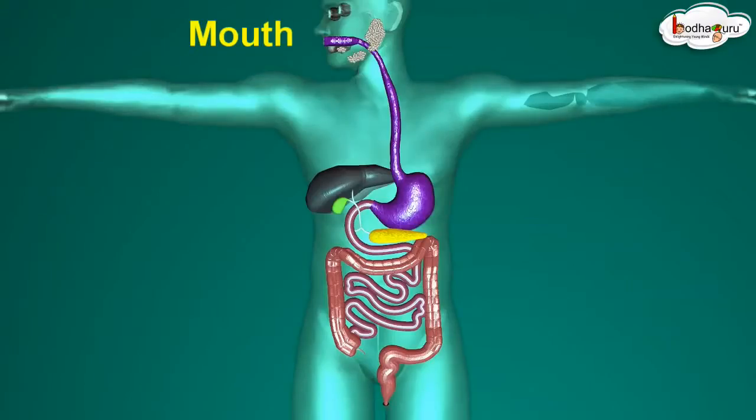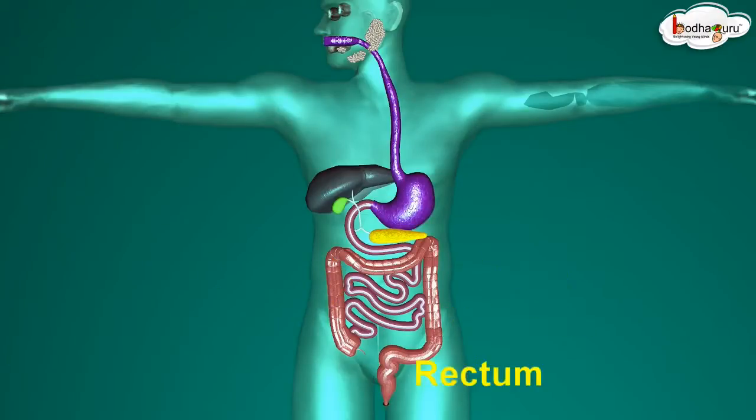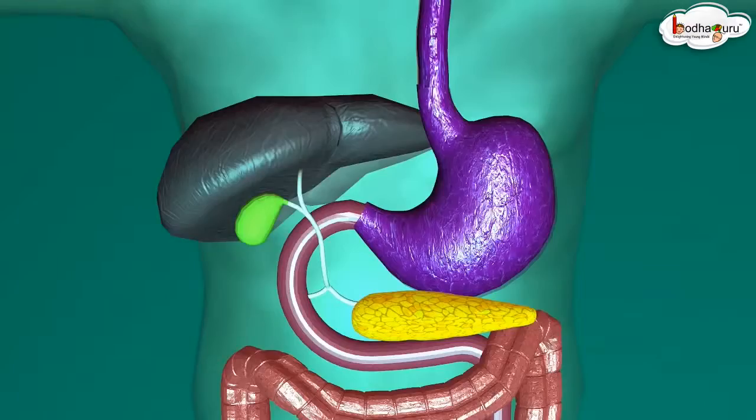The mouth, esophagus, stomach, small intestine, large intestine along with the rectum and the anus form the digestive tract. So the digestive tract and the associated glands, the liver and the pancreas, together constitute the digestive system.